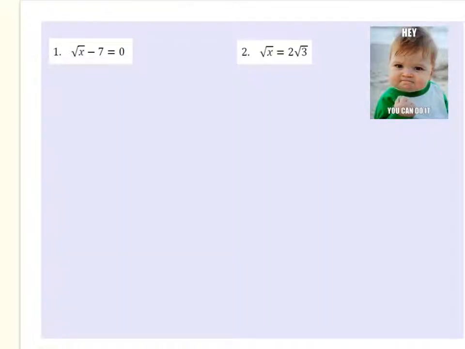All right, so take a look at what we're dealing with here. For number one, you've got the square root of x minus 7 equals 0. To solve this, you're going to isolate the variable, get the square root by itself. So you've got to add 7 to both sides. So you've got the square root of x equals 7. Then you've got to square both sides.